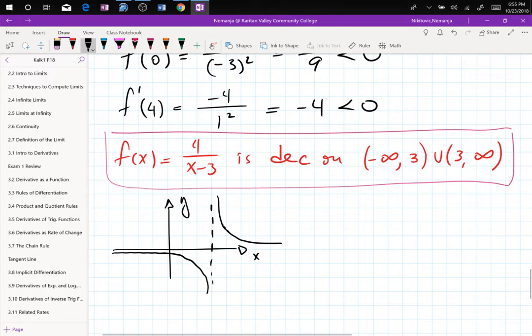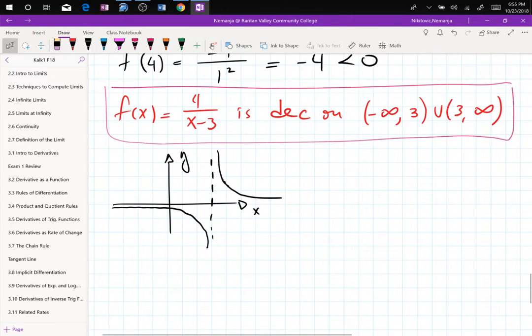Do we see it's decreasing all the time? We do see it's decreasing all the time. So that's good. Nice. That was a quick confirmation that calculus works.